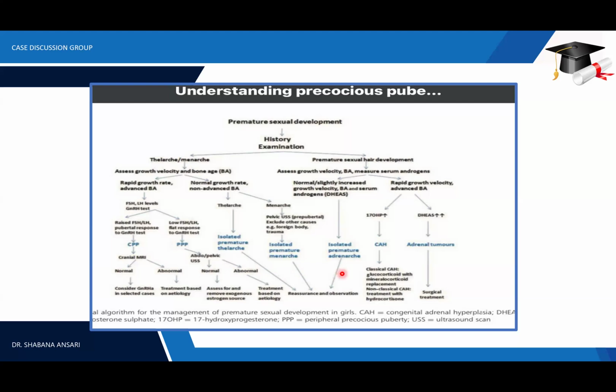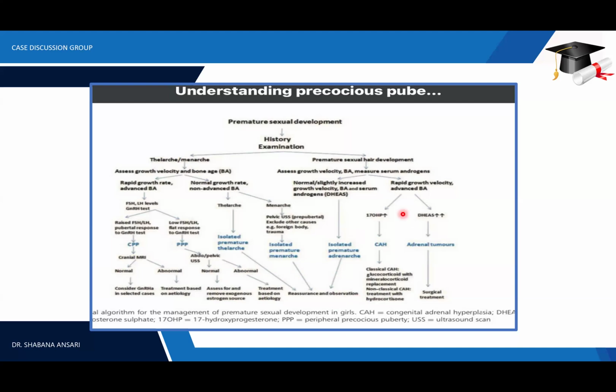Then coming to the isolated variants like thelarche, menarche, and adrenarche. Here the growth rate and the bone age will be normal. As we discussed, in all these isolated variants, we will just reassure and observe. And follow-up is usually done every 6 months.